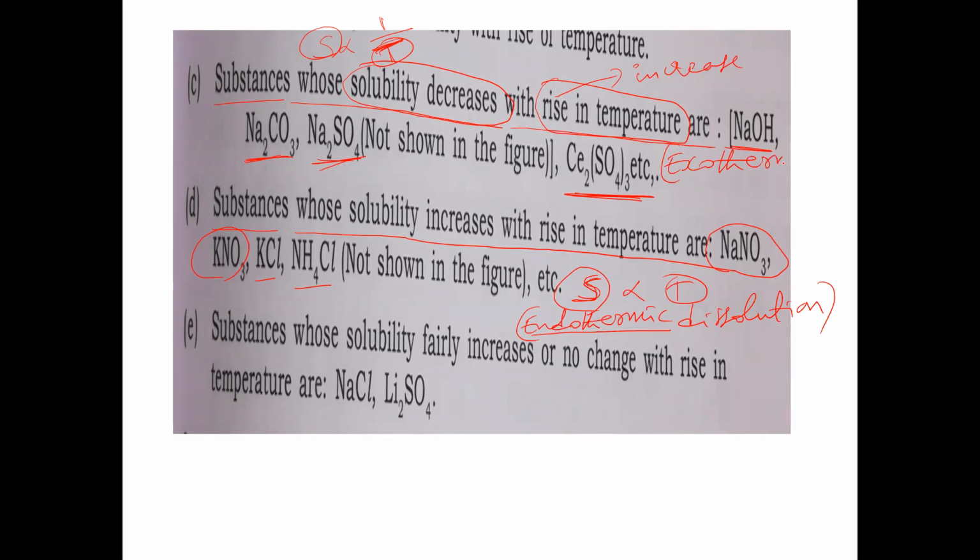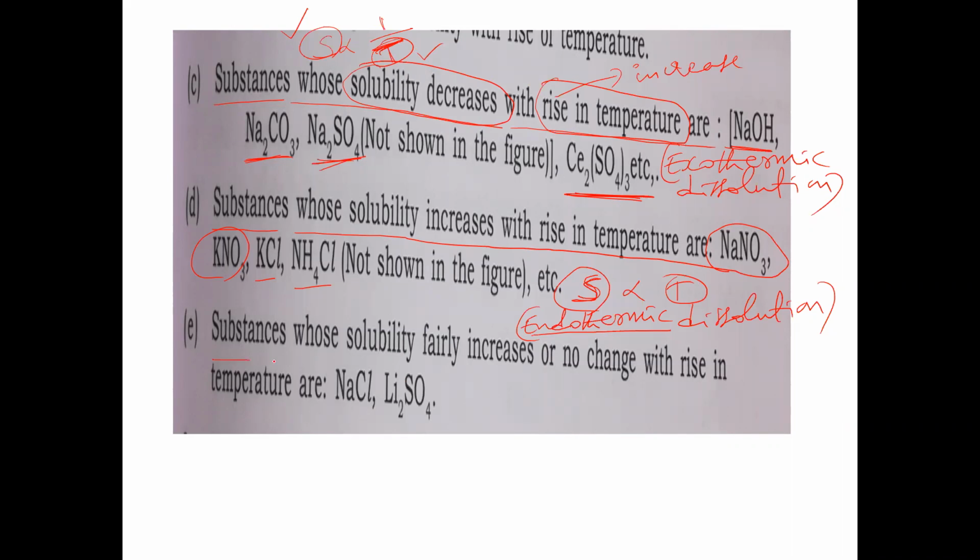Exothermic dissolution. In case of exothermic dissolution, the solution will be hot to touch. If you touch the outer surface of the container of the solution formed, it will be hot. That's why, whenever you dissolve NaOH in water, the solution will be hot to touch. That means exothermic dissolution has taken place. In case of exothermic dissolution, the solubility is inversely proportional to temperature.